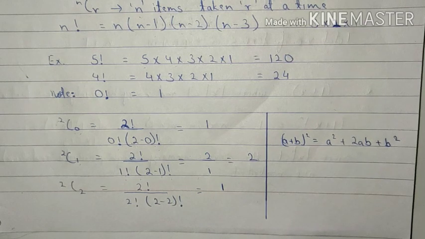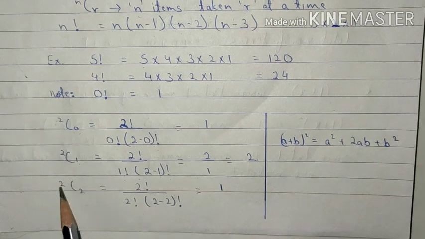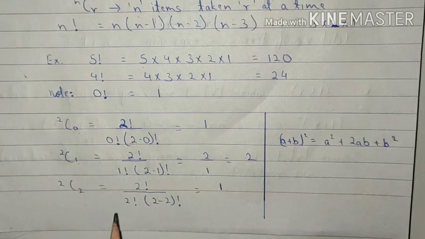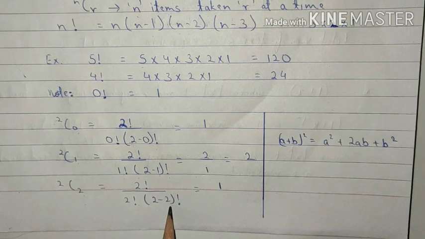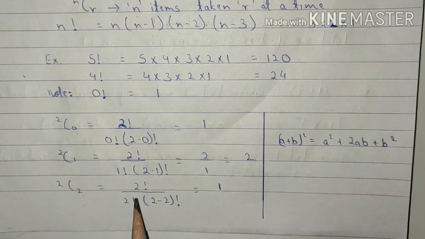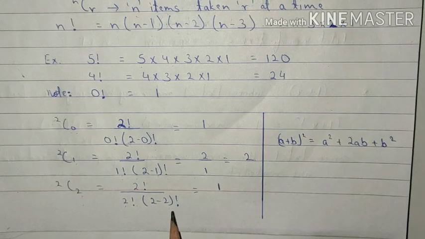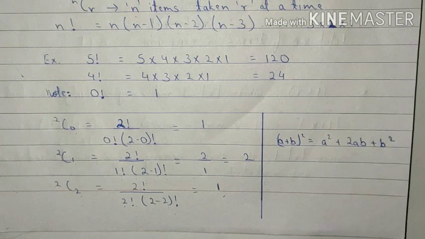Now in the same manner we find out the value of 2C2, so we can express it as 2 factorial upon 2 factorial into (2 minus 2) whole factorial. 2 factorial and 2 factorial will get cancelled from here. 2 minus 2 is 0 factorial, which is 1. So ultimately we are getting the value 1 over here.